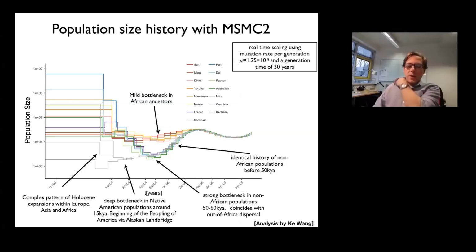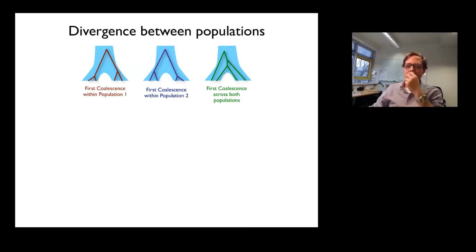Okay, so then there's more complex patterns in the Holocene. We've looked into more detail in that as well, but I can't go into these details now. But there's lots of rich stories to tell from these plots. And I now want to move on and say what we can actually do about cross-population analysis.